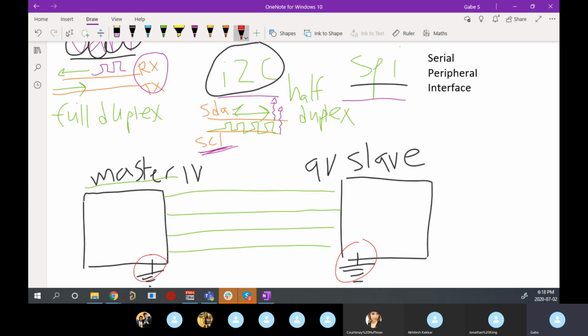So if you have the same ground, then 1 volt to the master relative to its ground will also be 1 volt to the slave relative to its ground, right? So you always need to make sure things you're communicating with share the same ground. So that's step number 1.